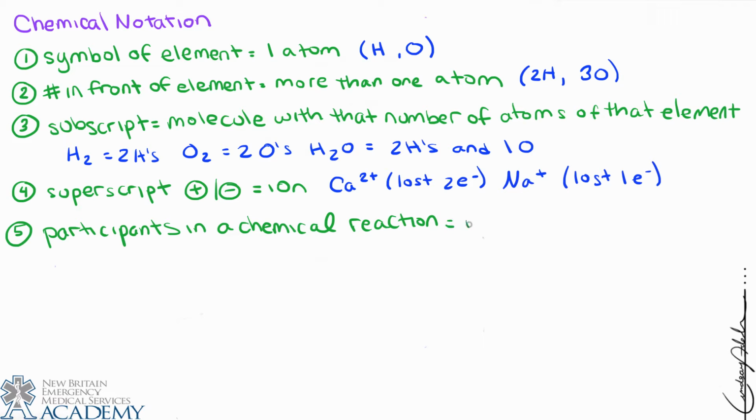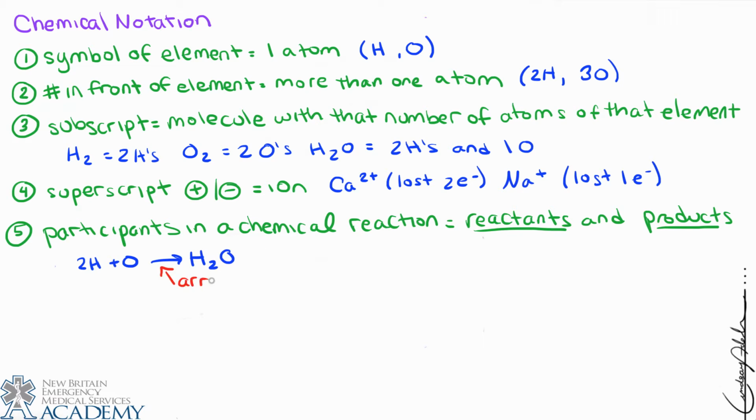Participants in a chemical reaction are called reactants and products. So if we write 2H plus O with an arrow pointing to H2O, we will use the arrow to identify the direction of the reaction. Whichever way the arrow is pointing, the tail of the arrow is going to be towards the reactants, so the 2H and the O are the reactants, and then the head of the arrow, the direction it's facing, is going to face towards the products, and so we're making H2O.